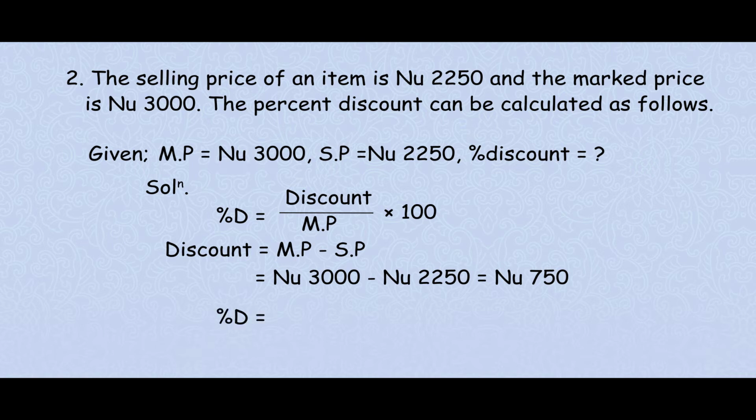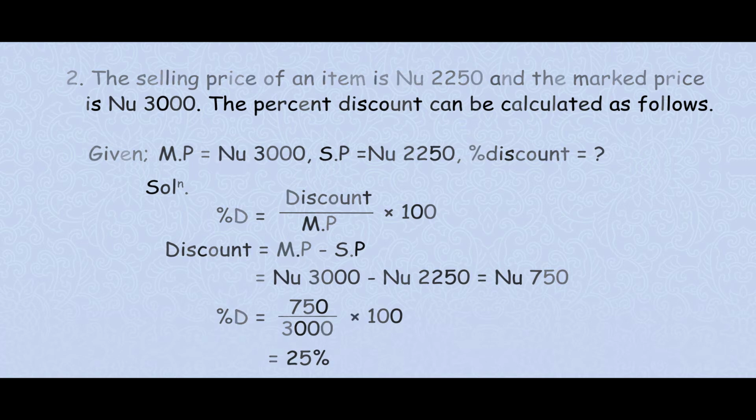You can use it in the percent discount formula. In the percent discount formula, discount replaced by 750 over marked price 3000 times 100% is equal to 25%. This is how you solve the discount and the selling price problem. Now, if you have understood how to solve these two types of questions, then I have one activity for you. I will read the question, listen carefully and solve it.